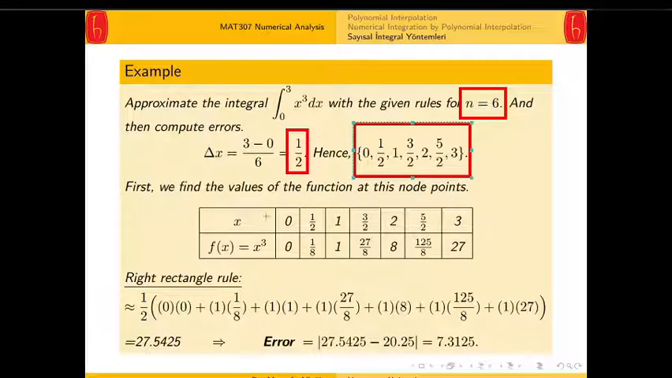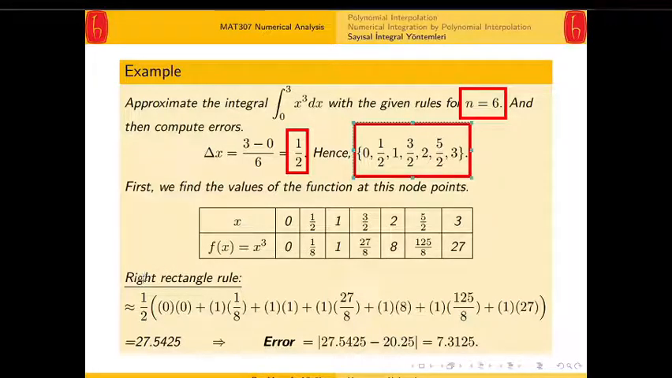So let's put them on a table. For x equal to 0, the function value will be 0, and for x equal to 1/2, the function value will be 1/8, and we can compute the rest using this formulation again. Okay, so these are the function values.